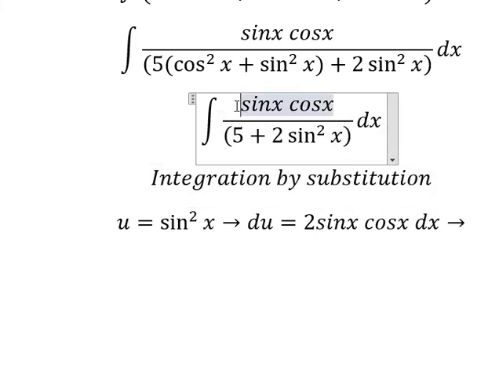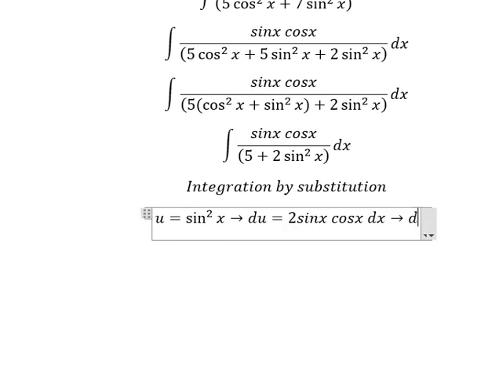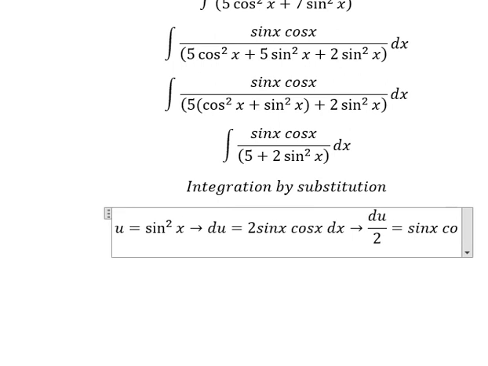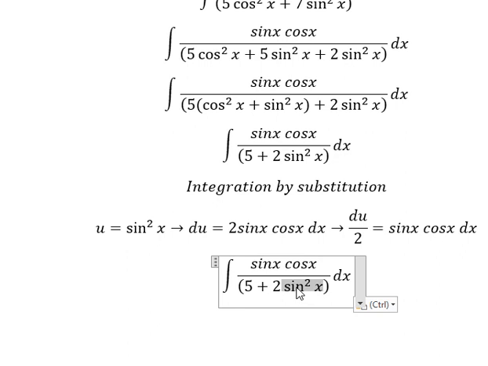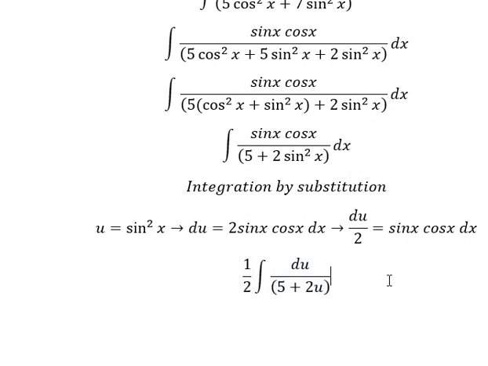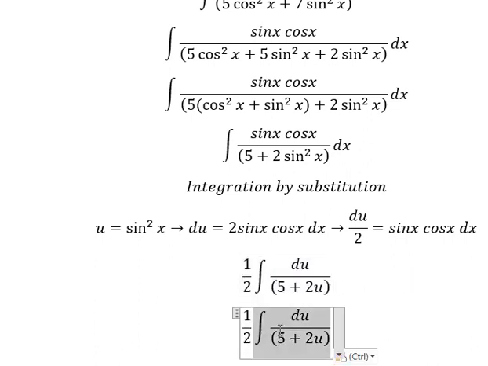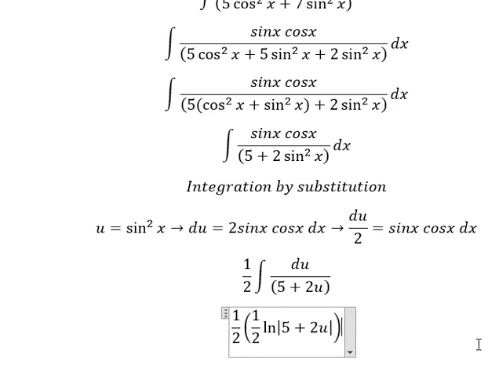Because we don't have number 2, we need to divide both sides by number 2. So this one we change to u. Sin x, sin x cosine x dx we change to this one. So the integration of this one is 1 over 2 ln of the absolute value of 5 plus 2u, and I will put c.